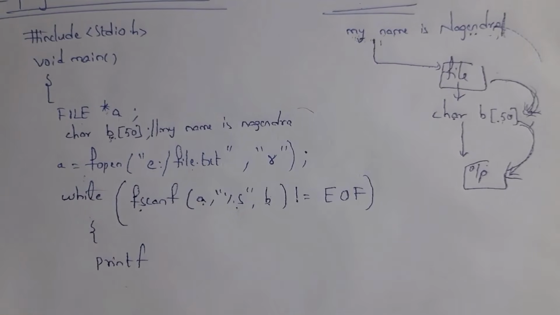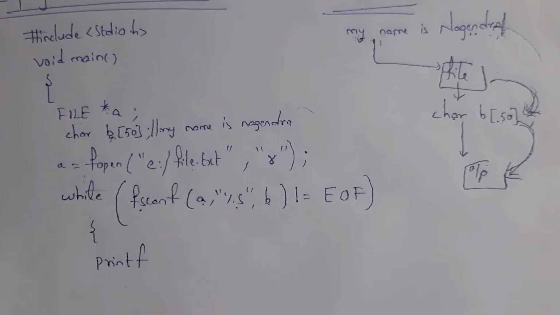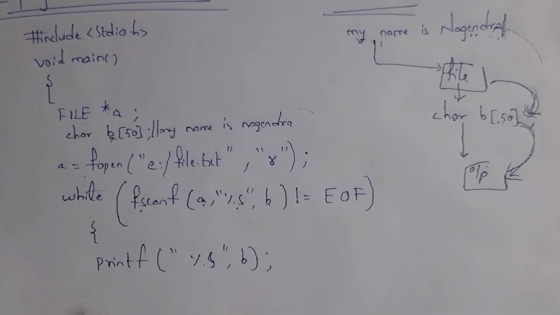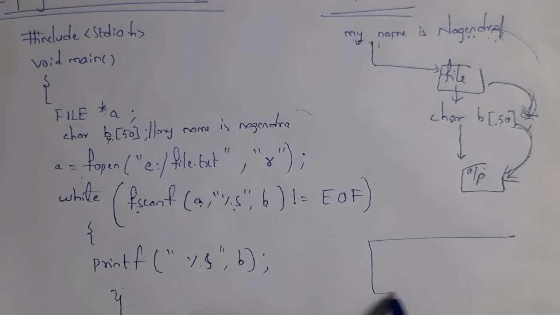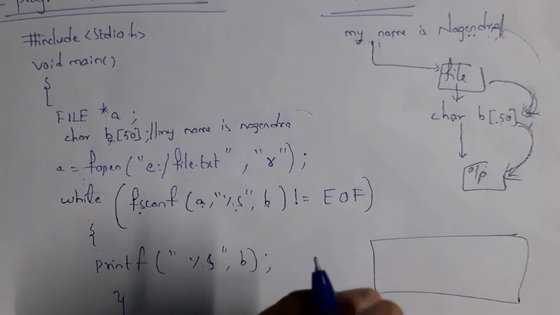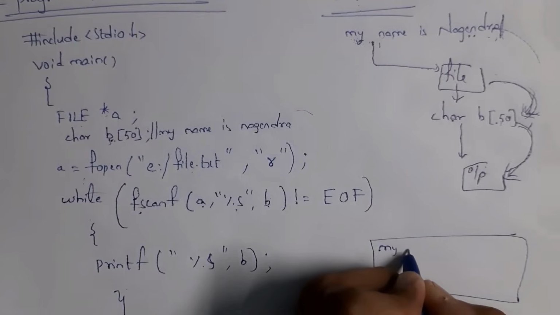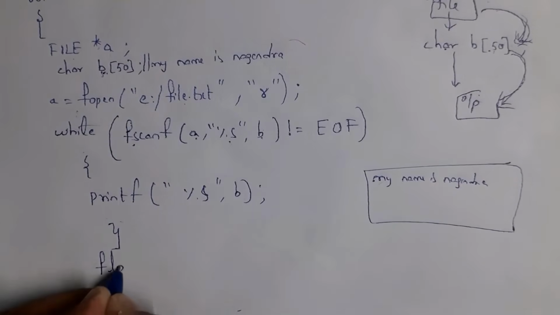Whatever the information that this character B stored, now I want to display this information. For that purpose, I need to write printf %s, comma B. Whenever you write this statement, you will get output as my name is Nagendra. Whatever the data that is present inside my file, I can see this data in my output screen. So output is my name is Nagendra.